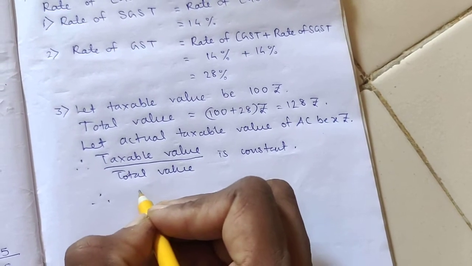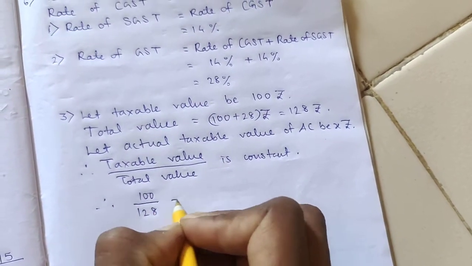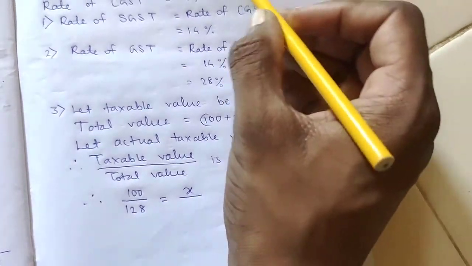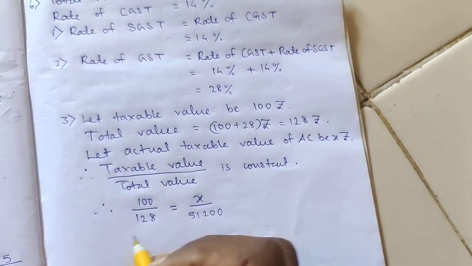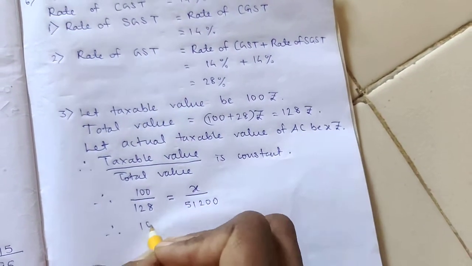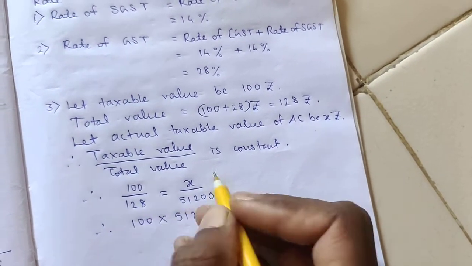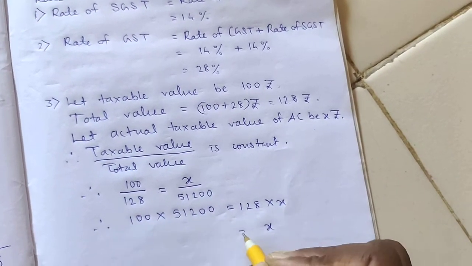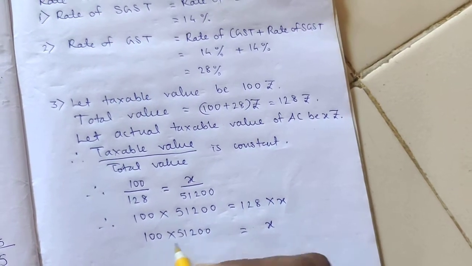Now the taxable value is what? 100. Then our total value is 128. And if the taxable value is x rupees, then our total value is how much? 51,200. Now let us do cross multiplication. 100 into 51,200 equals 128 into x. Now in the next step, transfer this 128 to the left hand side.